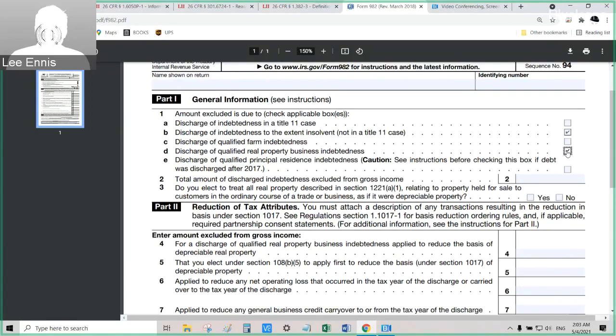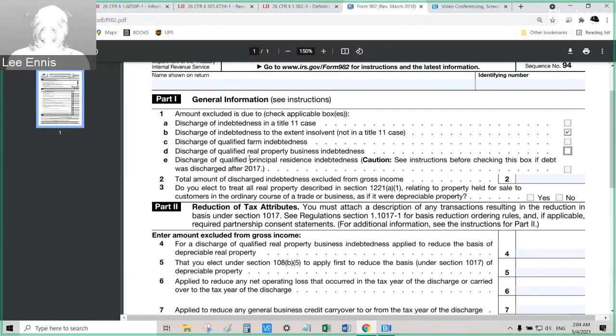It is possible that this is concerning investment property, right? But nine times out of ten, we're dealing with box B here. All right. This one's important to talk about.